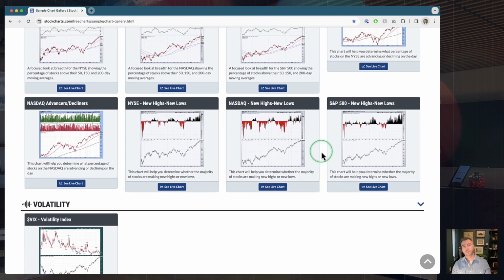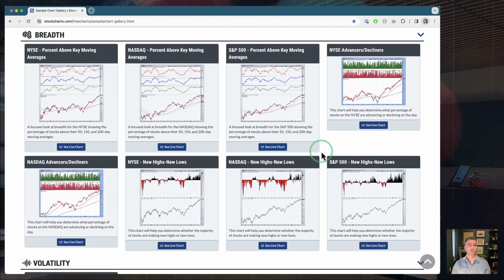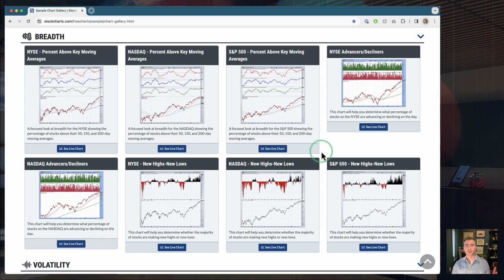And again, we continue to expand this page. So if you check it out one week and you come back a couple of weeks later, a couple of months later, whatever it is, the page has probably changed on you. We're going to continue to add charts to this over time. A great example of that is actually our breadth section, recently expanded with some new breadth charts. So again, we covered this a little bit.